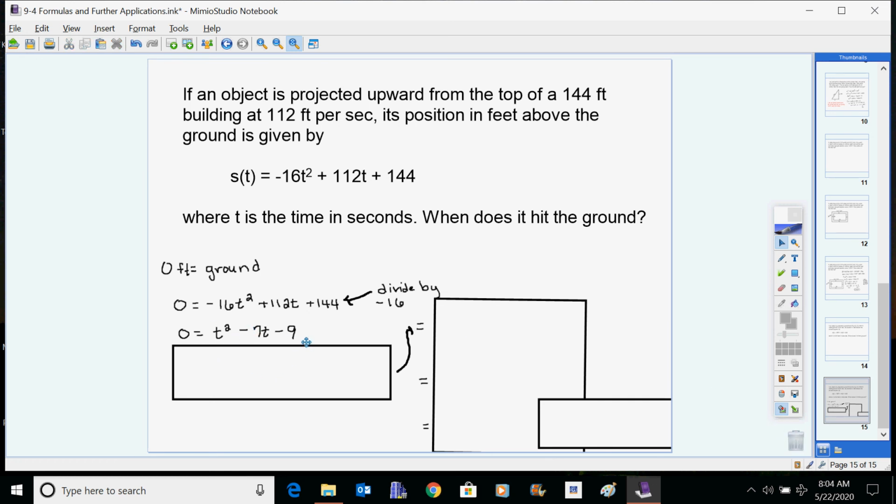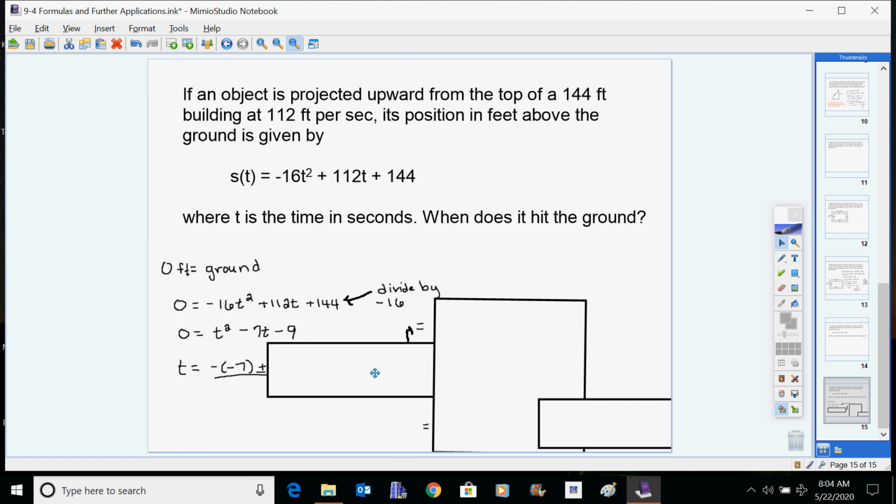This is not factorable because 9 and 1 doesn't give you 8, and neither does 3 and 3. So what we need to do is resort to the quadratic formula for this. A is 1, B is -7, and C is -9. If you didn't think of dividing by -16, you could use 16 and -112 and -144, but that's a lot more work. So 1, -7, and -9.